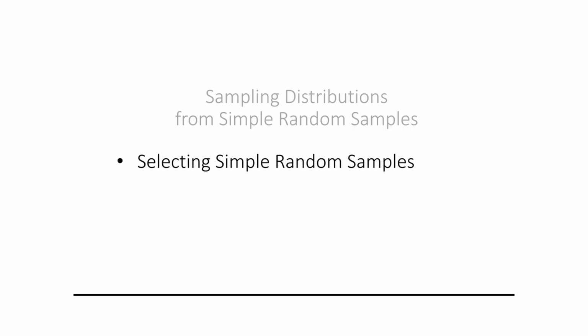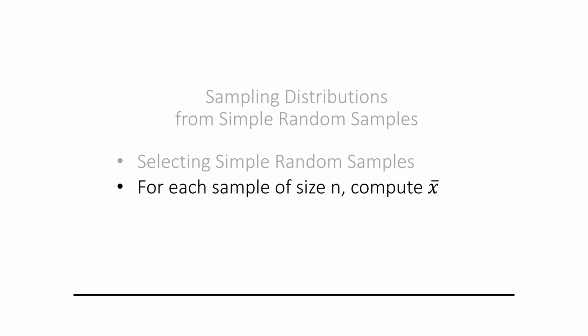Genevieve speaking. This is a presentation about sampling distributions from simple random samples. We will specifically look at the sampling distribution of the mean. In the last presentation, we looked at how to select simple random samples from finite populations.